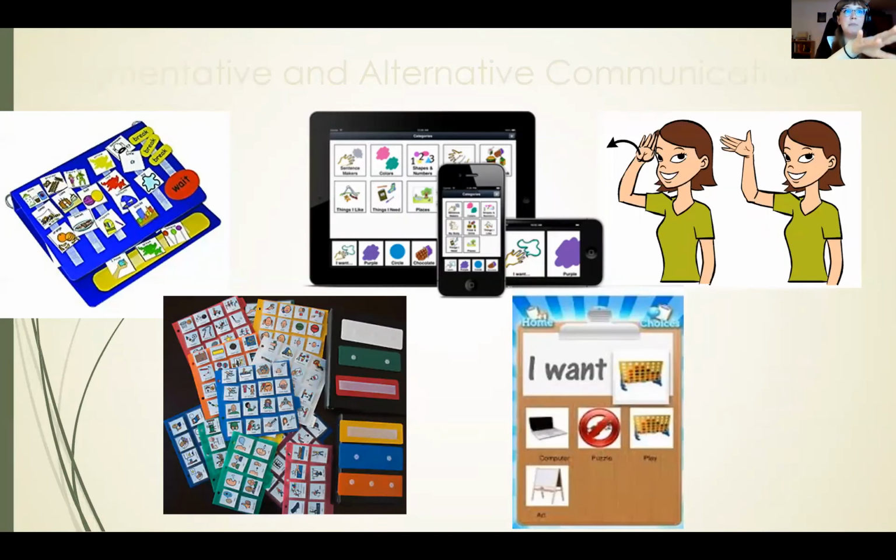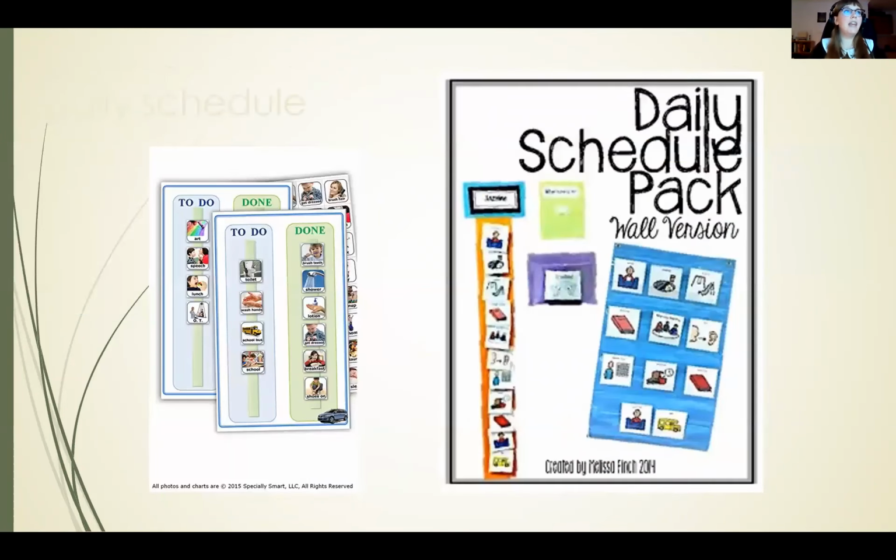You'll see a very, very simple choice board there for a child who maybe isn't quite using PECs, but they can choose an activity that they want to do. And we also see people who use sign language, whether it's LOV, which is a simplified version of sign, or Irish Sign Language. And then again, here's some more examples of our daily schedules.